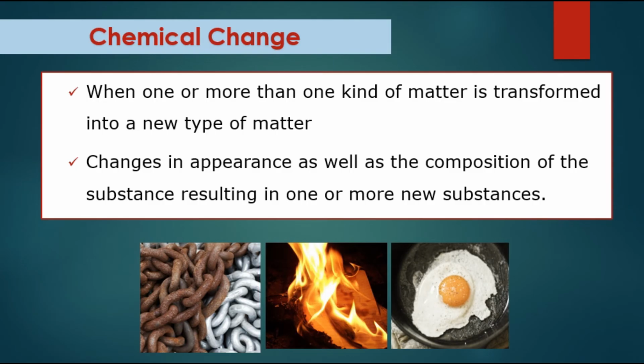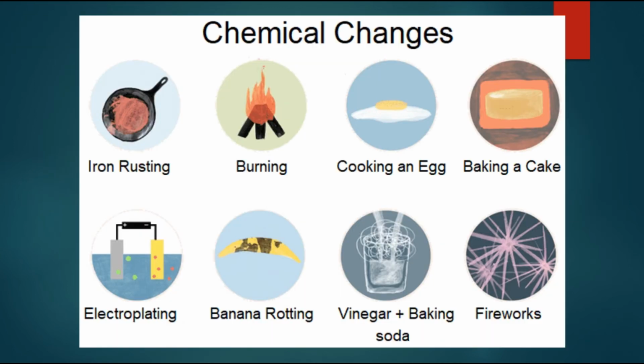Any food that we cook, like frying an egg, undergoes a change in its chemical composition. The structure within our egg is different now. So, that is the chemical change. Again, it's the changes in appearance as well as the composition, resulting in one or more new substances. Examples of chemical change are these.